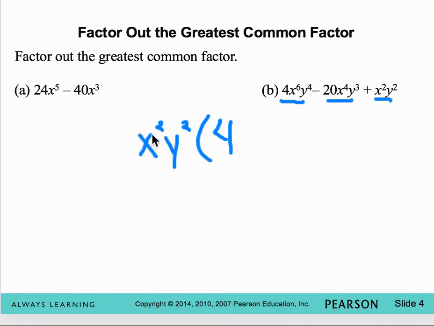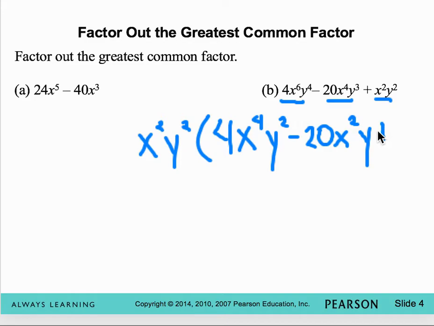So 4 divided by 1, the 4 stays the same. If I've got 2 x's out here and there was 6, that means there's 4 left in here, right? 4 y's, but I've pulled out 2. That means there's 2 left in there. Okay, the number stays the same because I didn't have a numerical common factor. X to the 4th, divide out x squared. Y cubed, you've got 2 of them out here, that leaves 1.